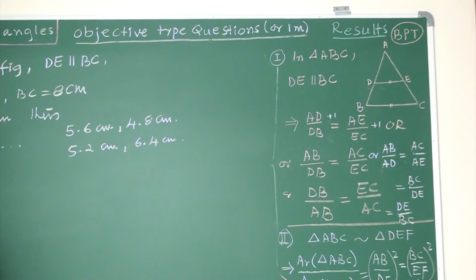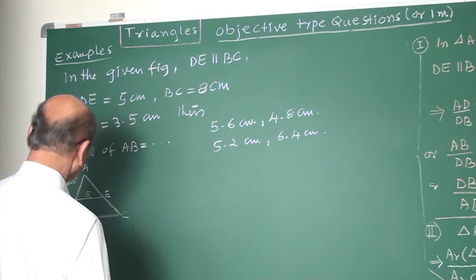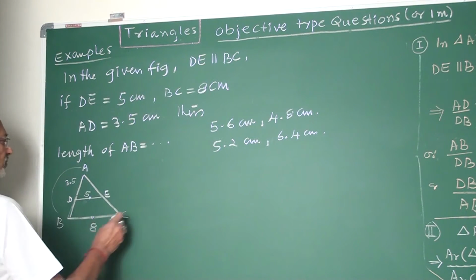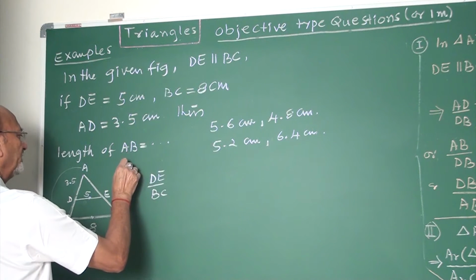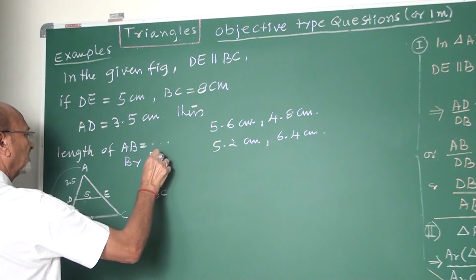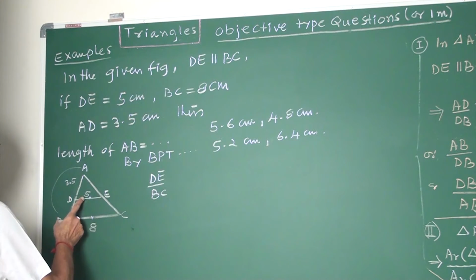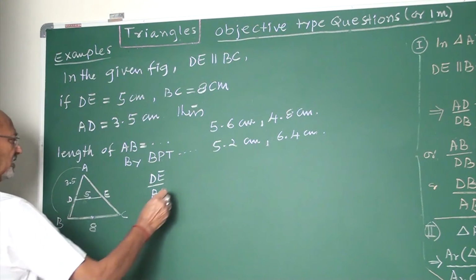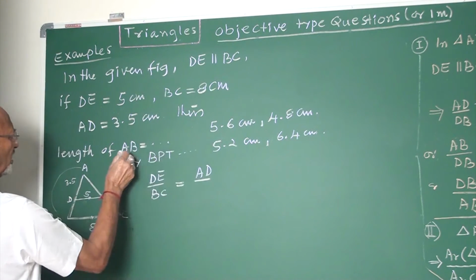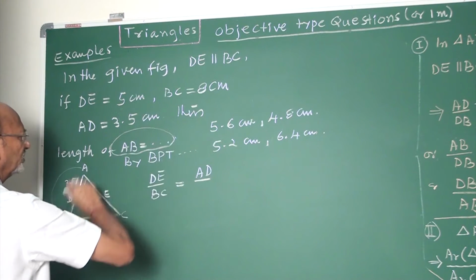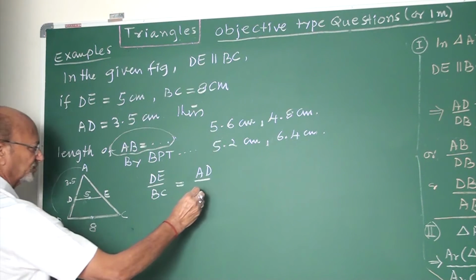In this case, what are the given things? DE and BC are given. Yes, this is DE upon BC. This is by BPT only. By BPT results, we have DE upon BC equal to AD upon AB, which you wanted. These results should dance in your mind. This is AD, but the correct one is AB, not DB. You wanted AB. Yes, my friend.